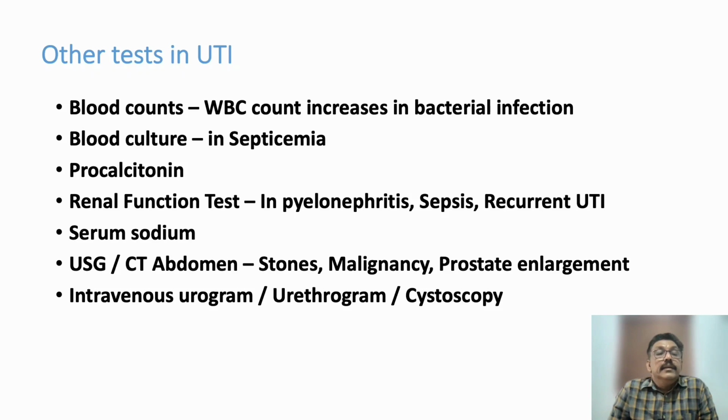Then USG should be done, CT abdomen should be done. You can pick up stones, malignancies, and prostatic enlargement. Prostatic enlargement, if you found prostatomegaly in a patient who is having urinary tract infection, always try to rule out post-voidal residual urine. So for that, initially the bladder has to be full. Then do an ultrasound, see whether there is cystitis, what is the size of prostate, everything. Then ask the patient to void the urine. Then after voiding, you have to see the amount of urine which is remaining inside the bladder.